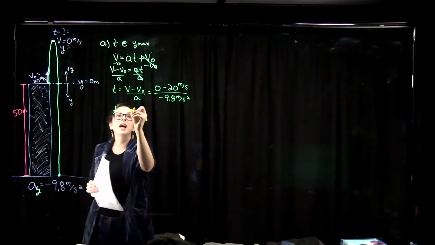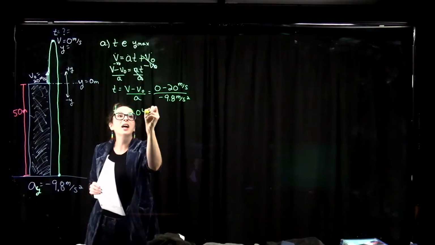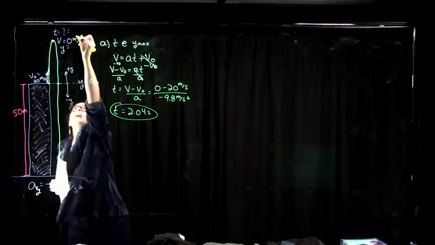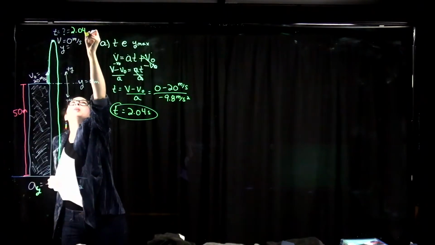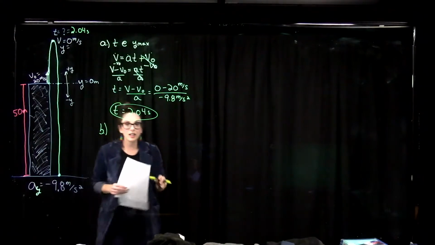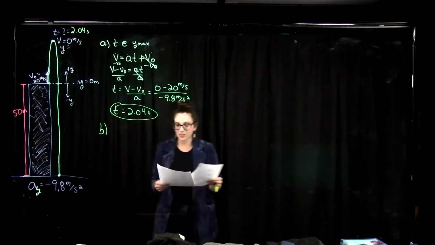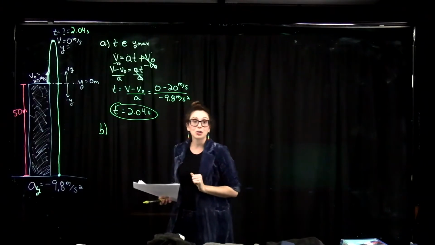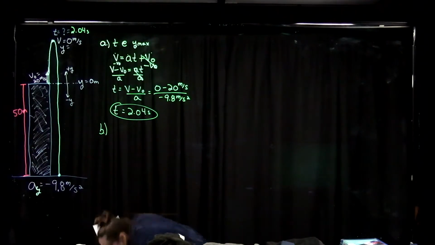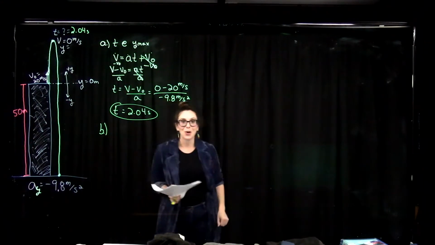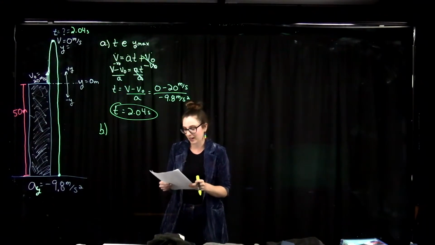So we get that our time to reach that max height is 2.04 seconds. So I'm going to put that in here, 2.04 seconds. Now the next thing we want to find is, what is the maximum height of our stone throw? Now we know an additional known. We know the time it takes for our stone to reach that maximum height.